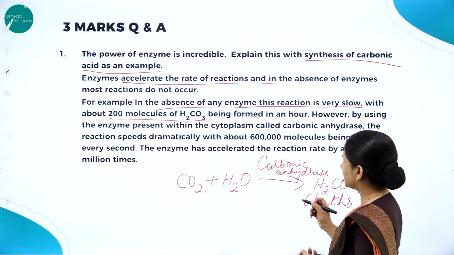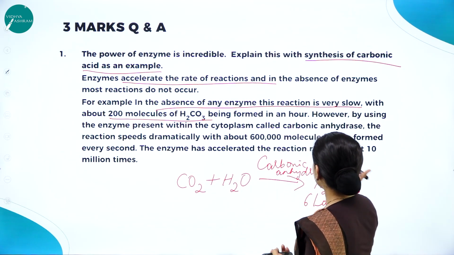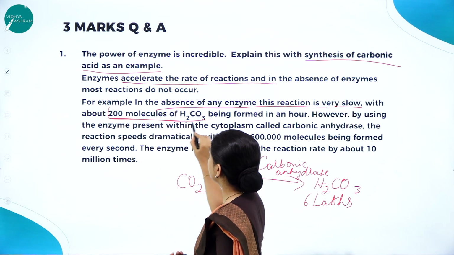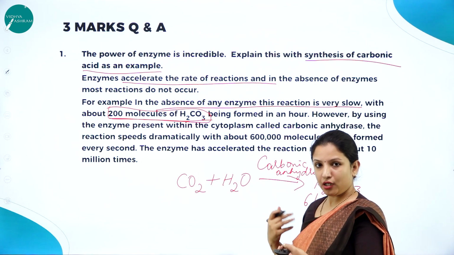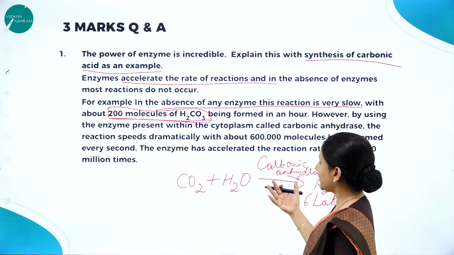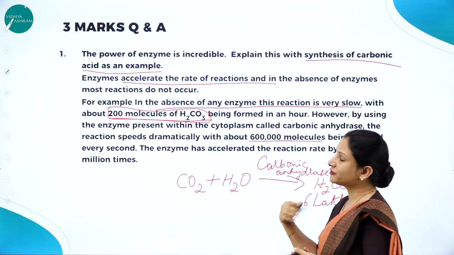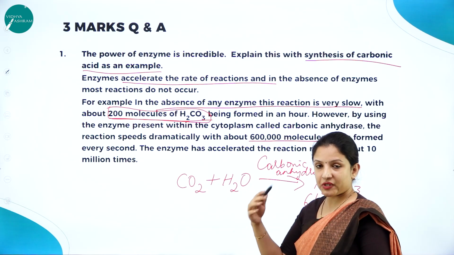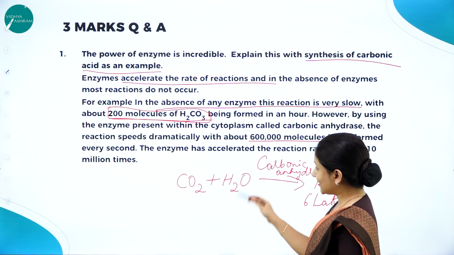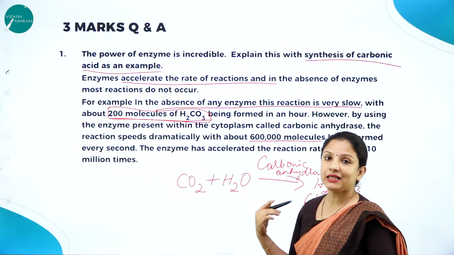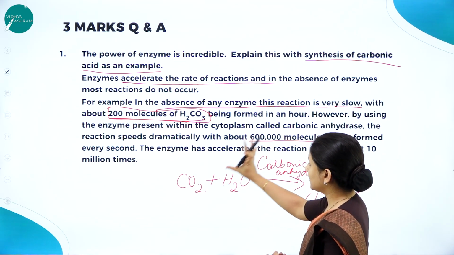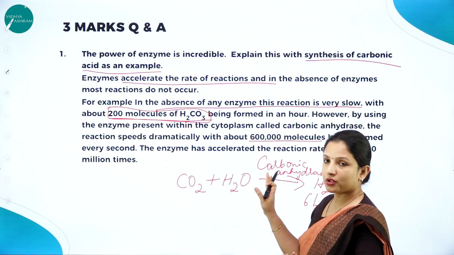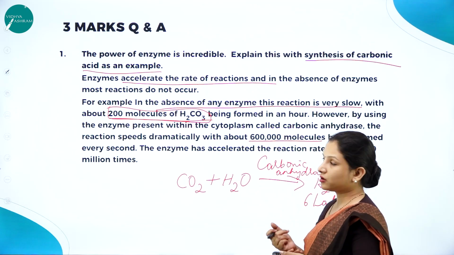So, without the enzyme, only 200 molecules of carbonic acid can be got. But here what happens, after I add an enzyme, somewhere around 6 lakh molecules of carbonic acid can be produced every second. See how the enzyme has speeded up the rate of the reaction, no? So that is why the power of the enzyme is incredible, is what they say, taking this equation as an example. So that is what I have written here. So this much you write, you will get 3 marks. This is a very important question.